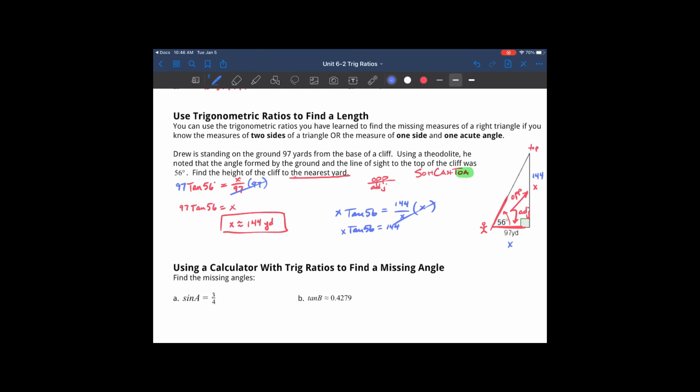which means you would get rid of the tangent 56. Now the tangent and the 56 go together, so you'd have to get rid of the whole thing by dividing by the tangent of 56 altogether on both sides. That means these are going to cancel out, and what you're going to put in your calculator is this 144 divided by the tangent of 56, and it should get you what we started with in the beginning, which is roughly 97 yards. Okay, so that's just another scenario that you might have where your denominator, or your bottom number, is a variable.